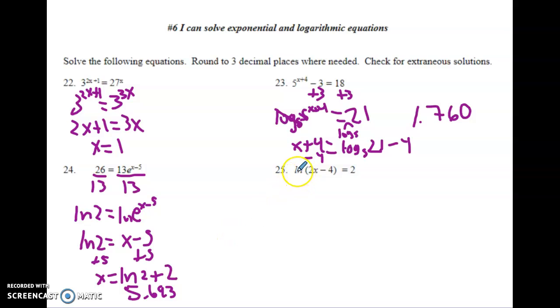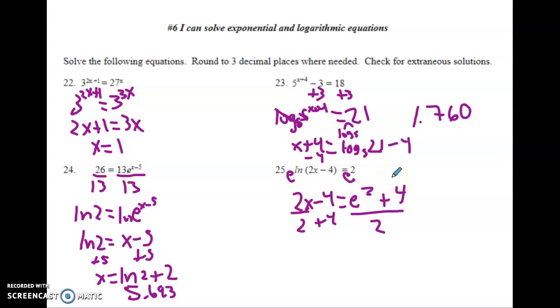Number 25, natural log of 2x minus 4. So I'm going to start by getting rid of that natural log by raising everything to the power of e. So now the e and the natural log cancel each other out, and I have 2x minus 4 equals e squared. To get the x alone, I've got to add a 4 to both sides. And then I have this 2x that I need to divide by a 2. So we get x equals e squared plus 4 divided by 2.